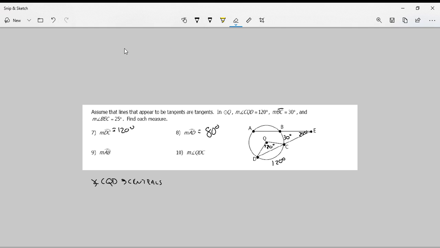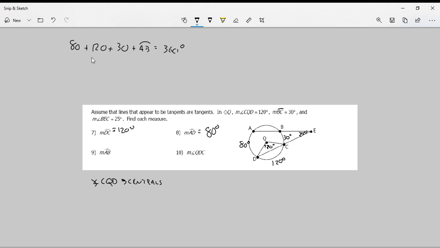So the next thing, the measure of arc AB. Well, if we fill in our picture, we've got 3 of the 4 sections, and we know that circles have 360 degrees. So we could just take it from there. We've got 80 plus 120 plus 30 plus arc AB is equal to 360, right? It's 360 degrees in the whole circle, right?